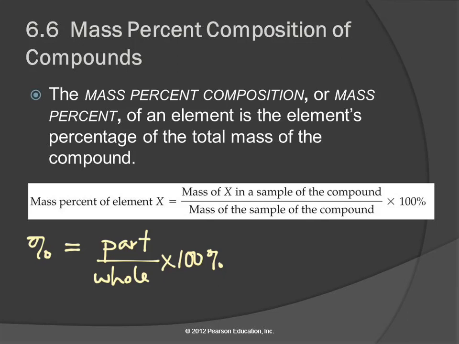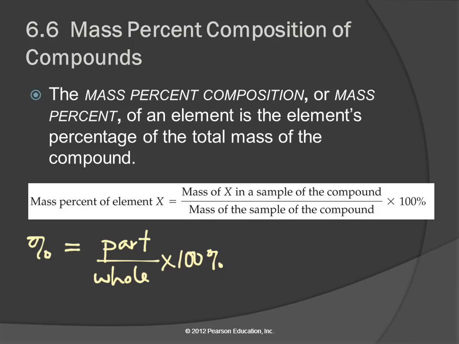So if we're talking about the mass percent of element X in a compound, X is what we're interested in. So we're going to have the mass of X in whatever sample we have divided by the mass of the whole sample. The part over the whole, and then multiply by 100 to get a percent. So in a situation like this, you cannot have more than 100%.